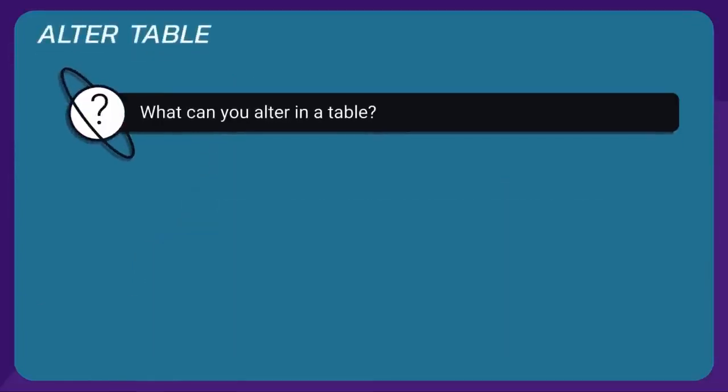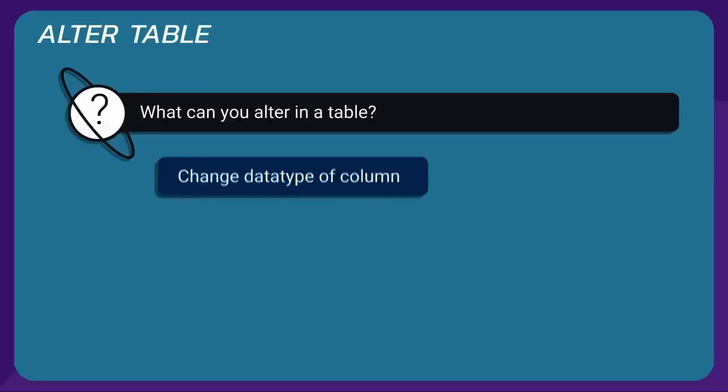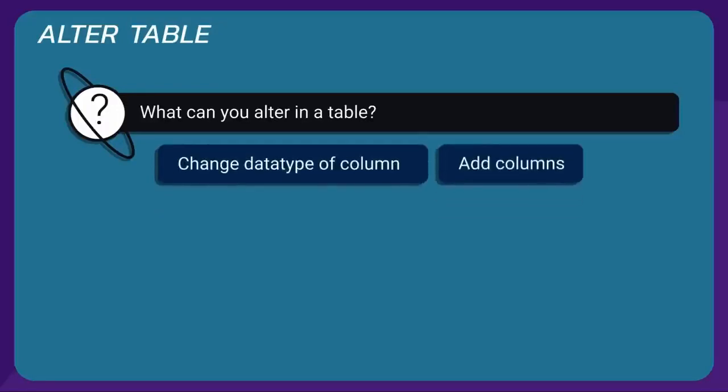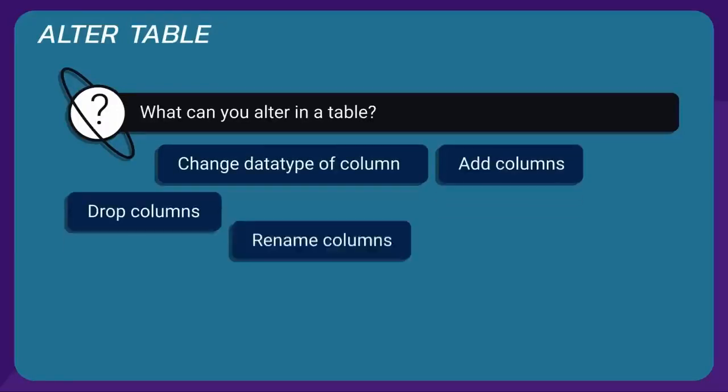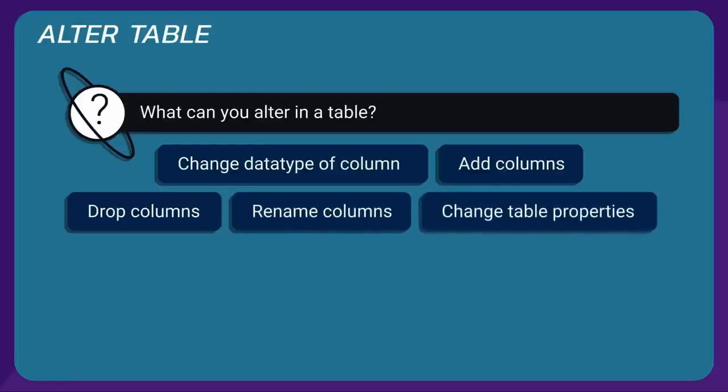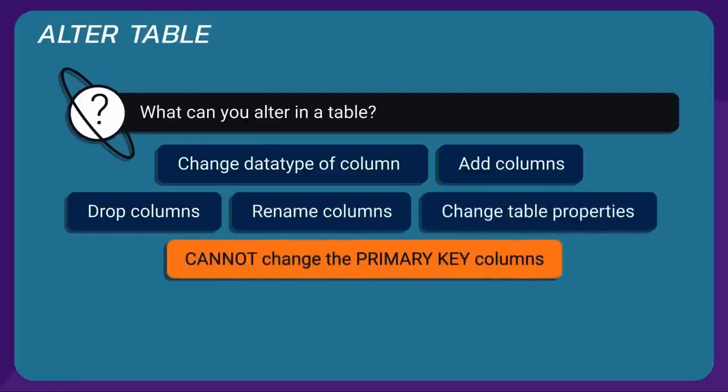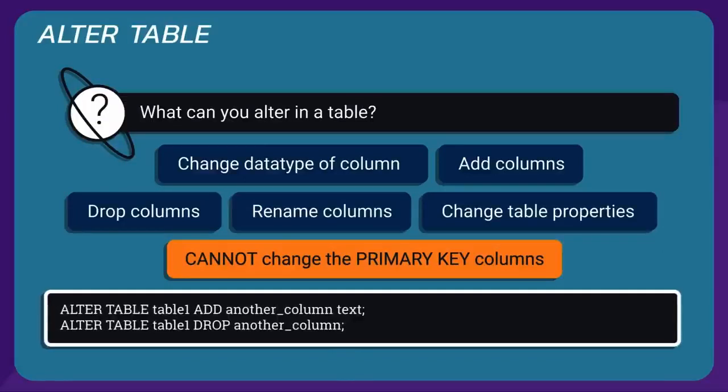While working with Cassandra, you'll most likely encounter situations when you'll need to make changes to your table. This is where the alter table command comes into play. You can change the data type of a column, add columns, drop columns, rename columns, and change table properties, but you cannot change the columns in a primary key clause. Here's an example code for adding and dropping columns from a table.